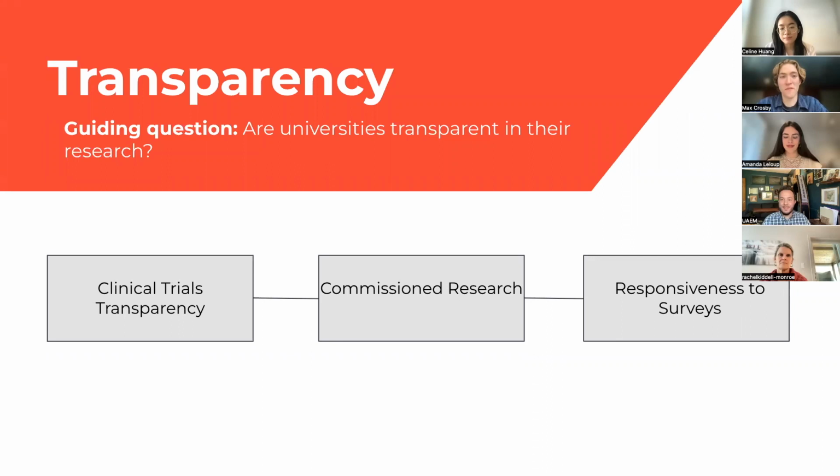Next, our fourth section was the transparency section, which looked at how open universities made their research to the public. The first and perhaps most important element of this section was examining how universities conducted their clinical trials.